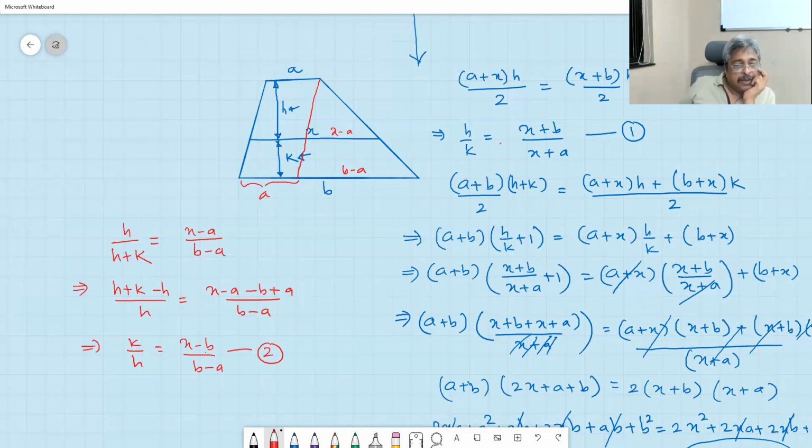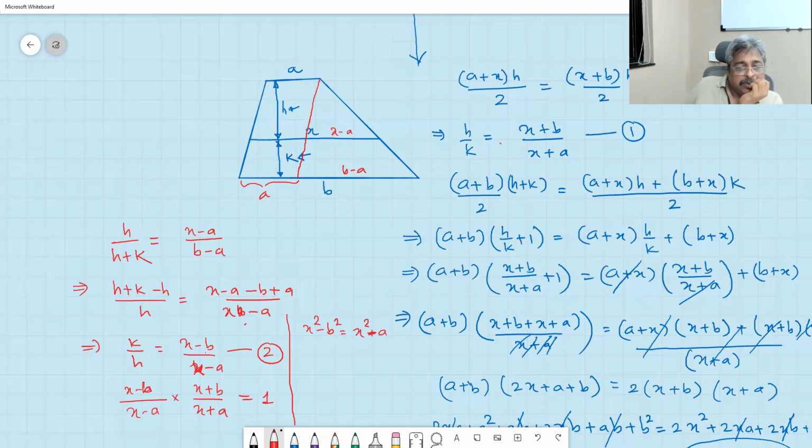Just one thing, sir. In the reciprocal, the denominator will be x minus a and not b minus a. Sir, second step, (h plus k minus h) upon h, right? So b minus a reciprocated, right? So (x minus b) upon (x minus a) into (x plus b) upon (x plus a) is equal to 1. Right? That is very good. So x square minus b square is equal to x square plus a minus a square.